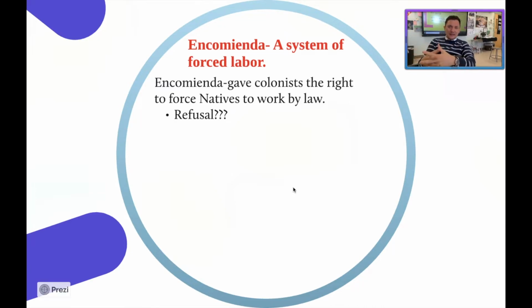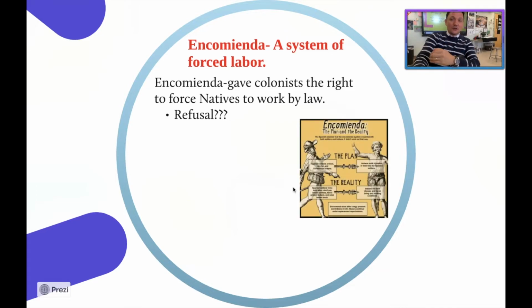So the Encomienda is a system of forced labor that gave colonists the right to force the natives to work by law, right? And why do I have the word refusal question mark on there? It's because theoretically what would happen if natives refused to do this? Well, they could literally be arrested, mutilated, sometimes having parts of their body cut off, actually being physically punished, or having their family taken hostage, right? So as you can see, this is a very, very violent, very aggressive system.